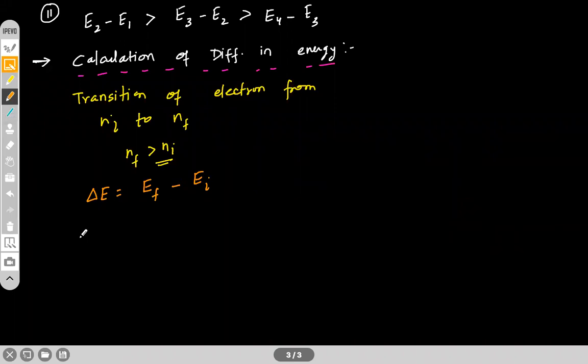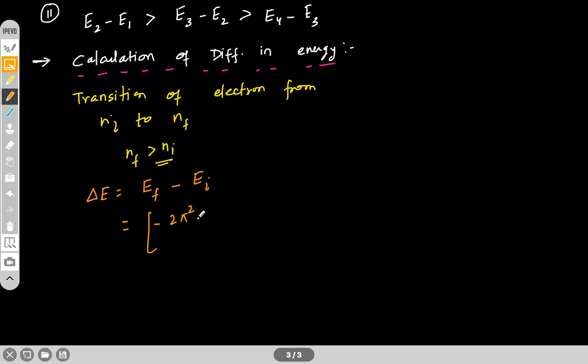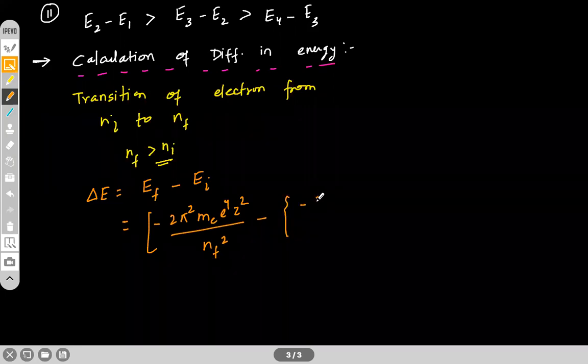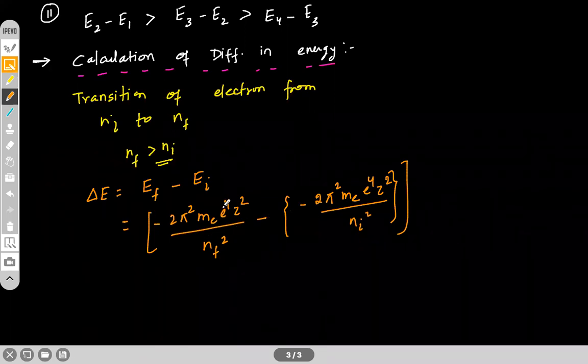Right? So we are trying to find out delta E, the energy difference, EF minus EI. The formula we have, I'll just write down the formula that I wrote on the previous page. Same thing, just n you substitute with nf and ni. So we get here negative of 2 pi square m e to the power 4 z square by nf square, minus 2 pi square m e to the power 4 z square by ni square, close the bracket. See the magnitude, this magnitude is more than this. Minus minus becomes positive. So delta E, you always get positive here. Right?